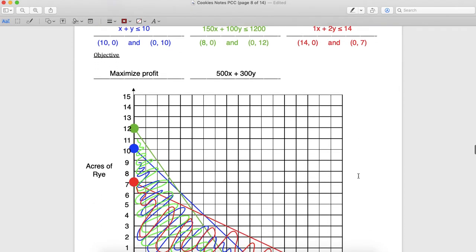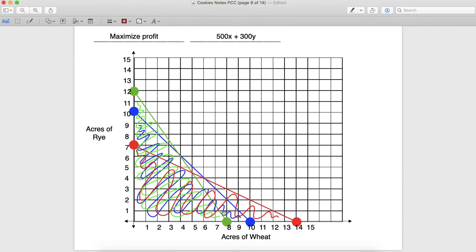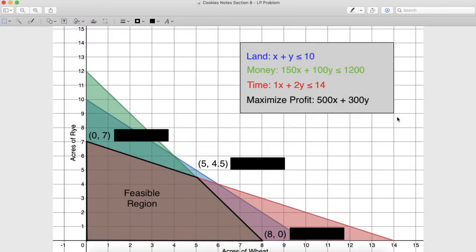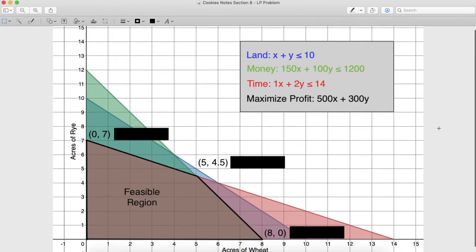So at this point, just because this is a little bit messy and hard to see, I'm going to switch over to a computer generated version of this graph. Okay, it has all of the same information, all of the same details, but it's just a little bit easier to see. So you can see we've got our three constraints in blue, green, and red, and then we're trying to maximize our objective expression right here. We're trying to maximize profit.